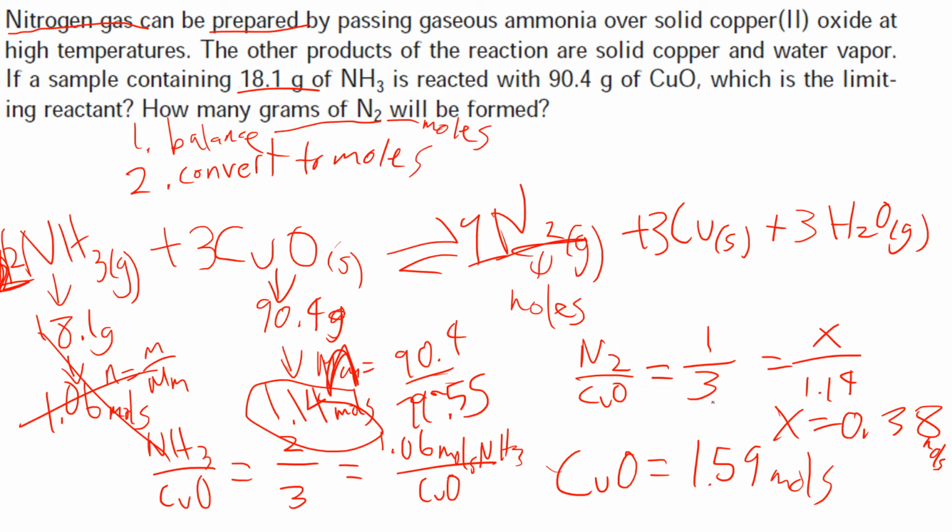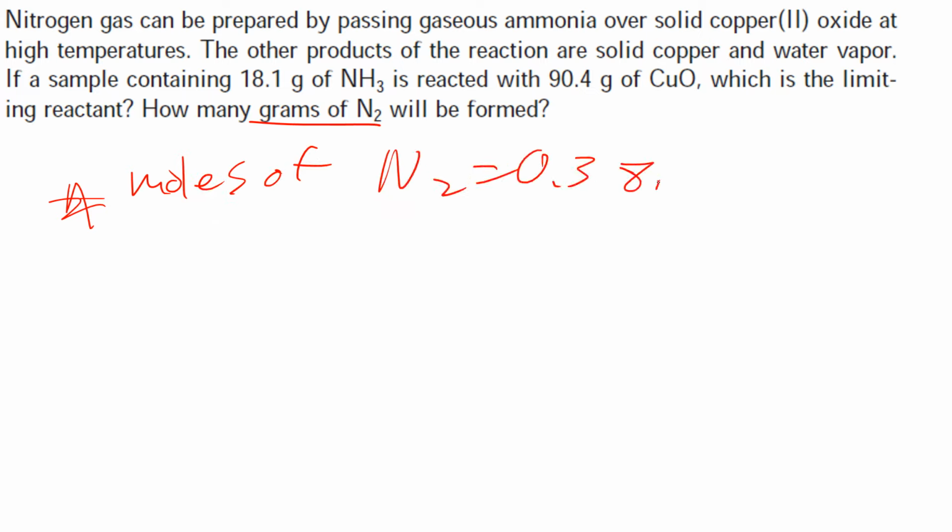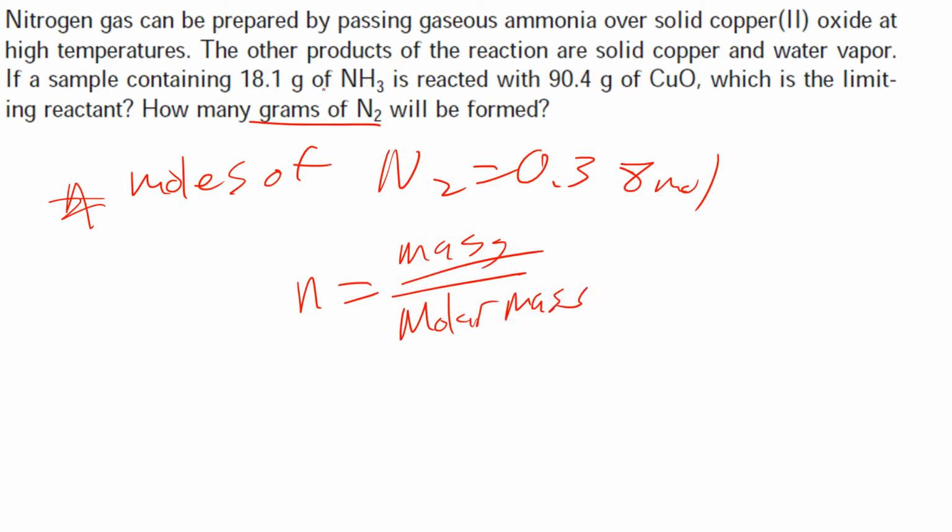From moles, we can figure out grams. I'm going to erase everything now and just figure out the grams of N2. So we know the moles of N2. Moles of N2 is equal to 0.38 moles. And using the formula, moles is equal to mass over molar mass, we can figure out mass, and that's what we want. We want grams. Gram is the key word for mass.